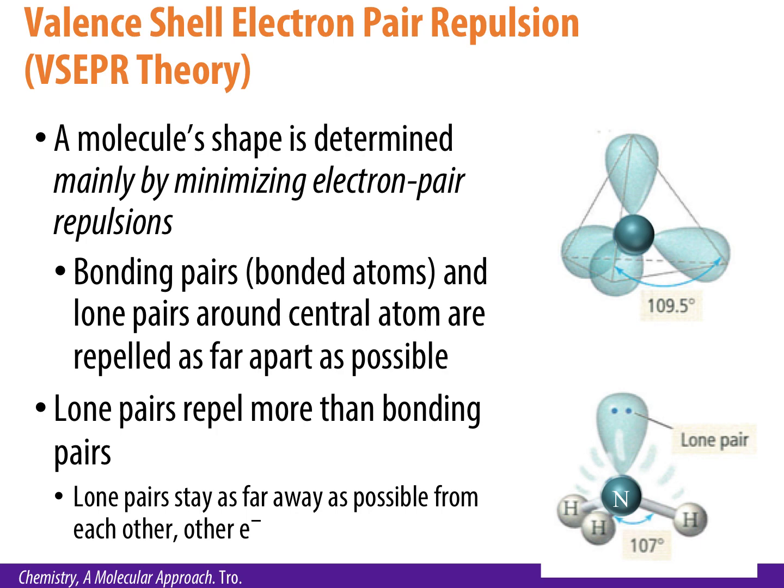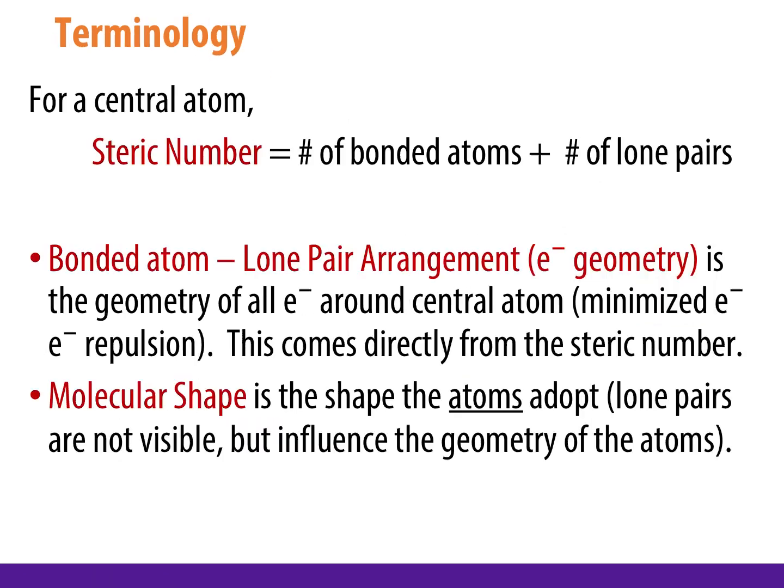You can get really far with just that first key principle here, but in certain cases we also need the second key rule, which is that lone pairs repel more than bonding pairs. So lone pairs are going to stay as far apart as possible from each other and from any other electrons if we ever are unsure of where a lone pair should go on a central atom.